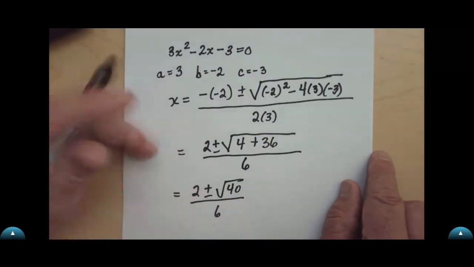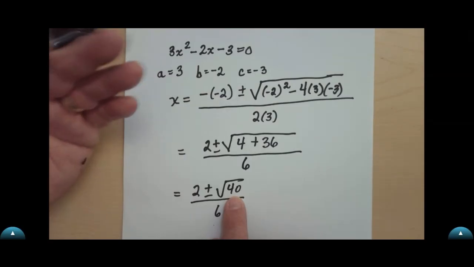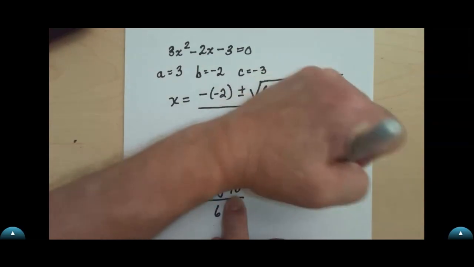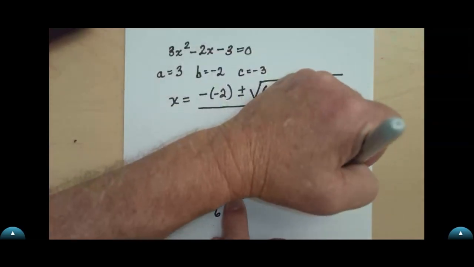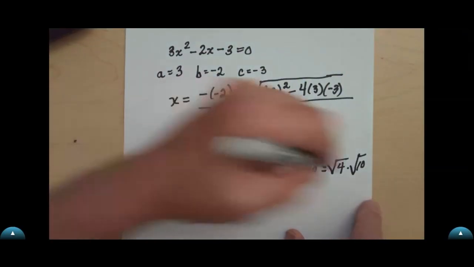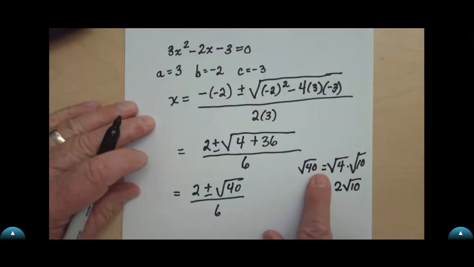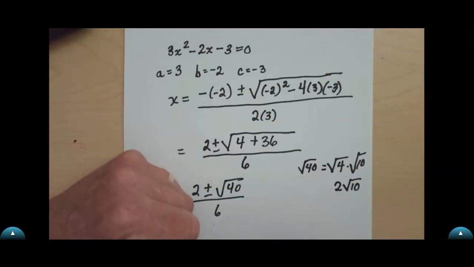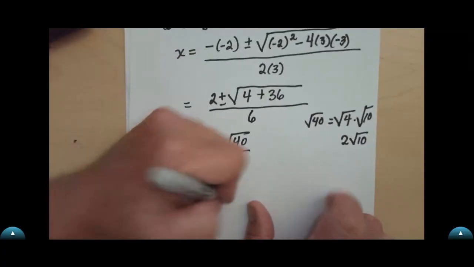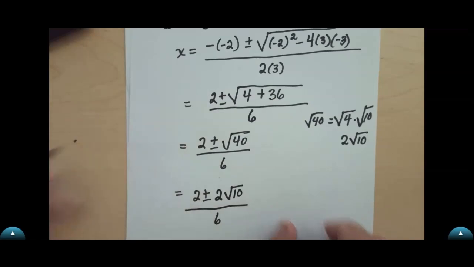I don't know what the square root of 40 is, but does everybody see that 40 is the same as 4 times 10, right? 4 is a perfect square, so I could say that the square root of 40 is equal to the square root of 4 times the square root of 10. And while I don't know what the square root of 10 is, I do know that the square root of 4 is just 2. So now that I've got that simplified, I can say that this is 2 plus or minus the square root of 40, which now we know simplifies as 2 times the square root of 10 all over 6.